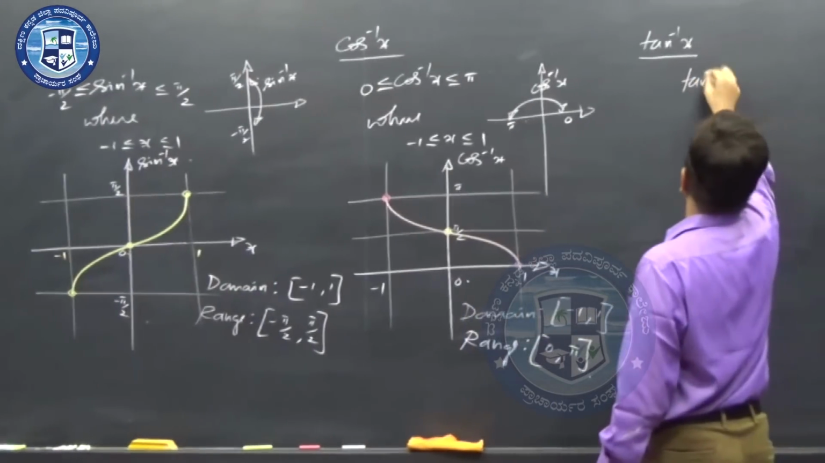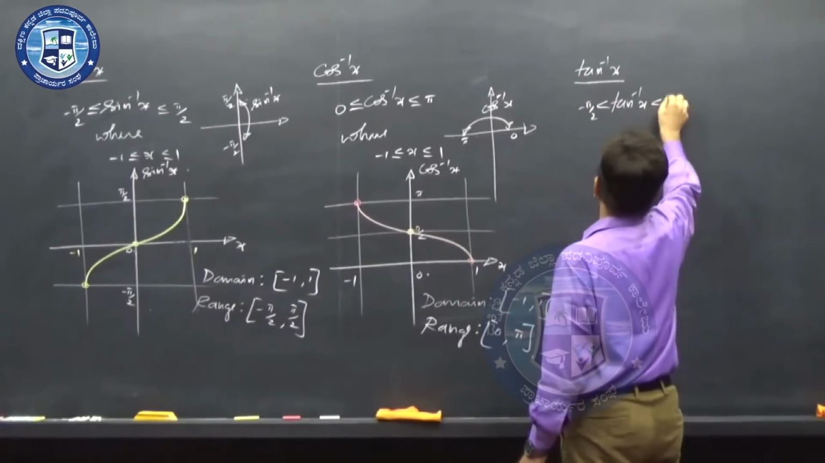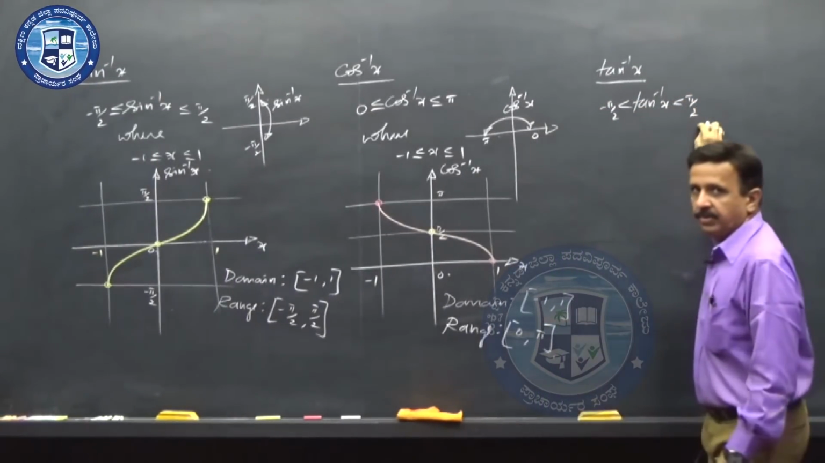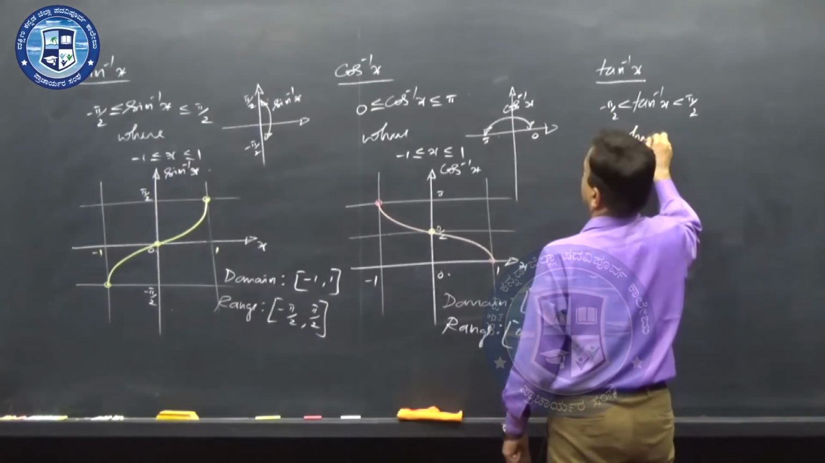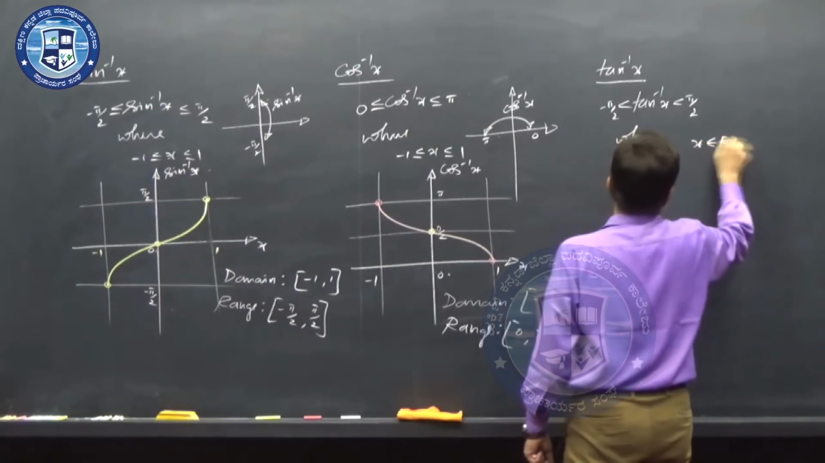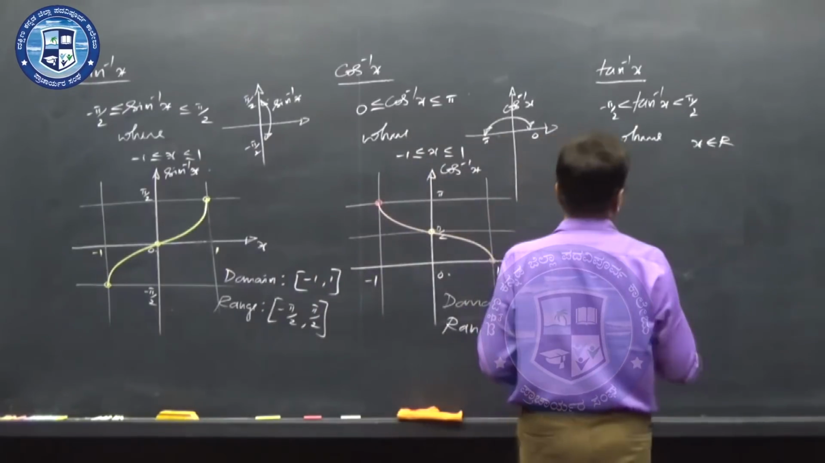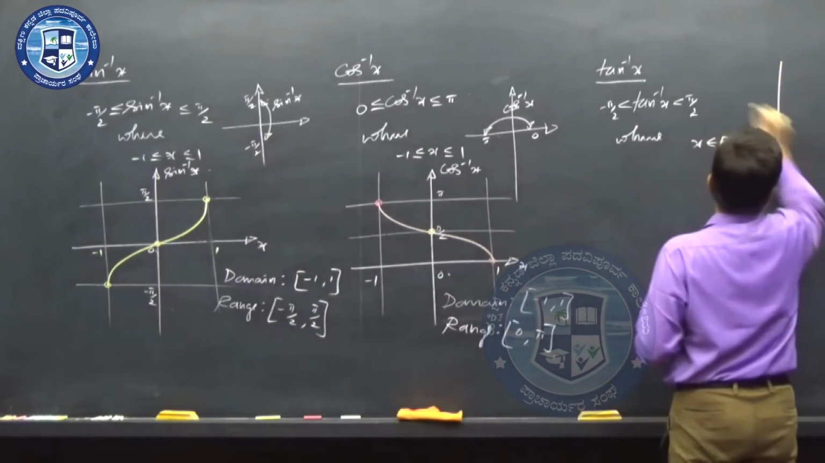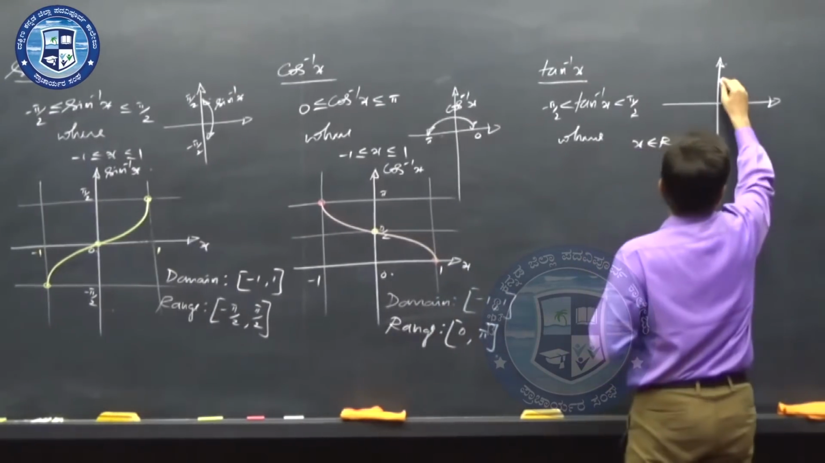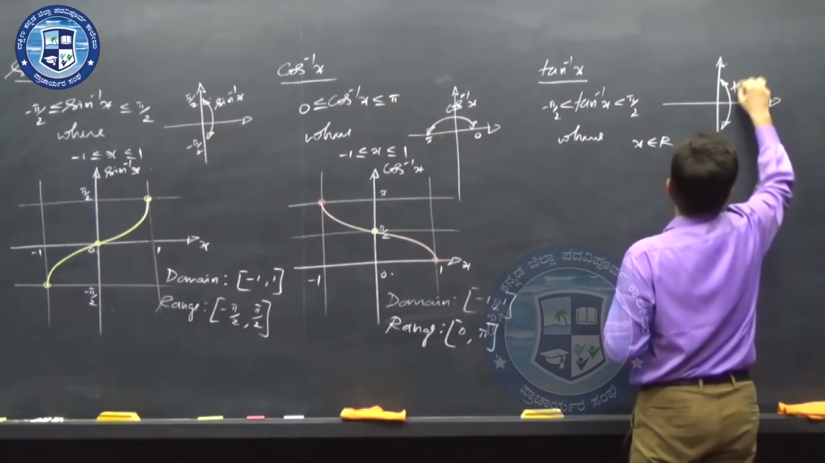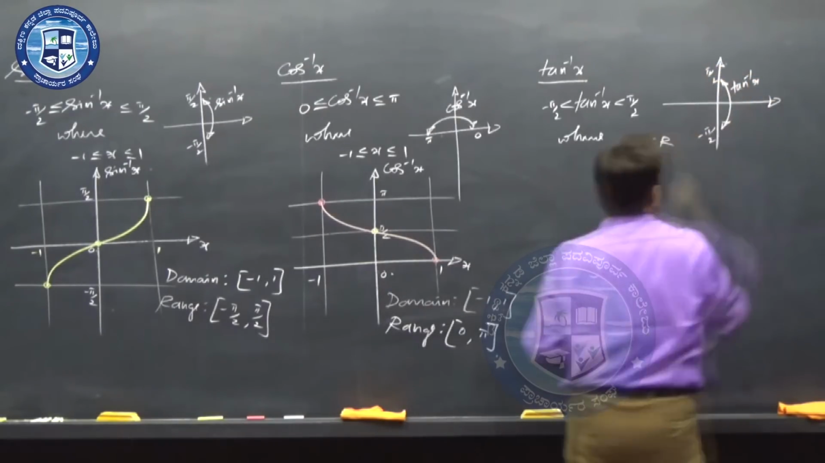Then tan inverse x. Tan inverse x can vary between minus pi by 2 and plus pi by 2. It can't take the value of pi by 2. It can't take the value of minus pi by 2, where x is any real number. X can take any value. With the help of the graph, you can analyze better. Look at this. This is the graph of tan inverse x. Tan inverse x varies between minus pi by 2 and plus pi by 2.